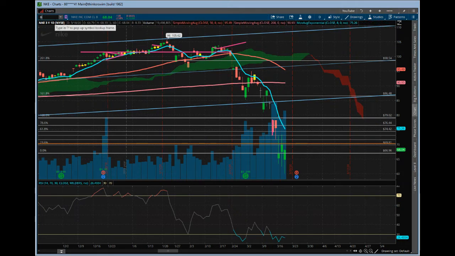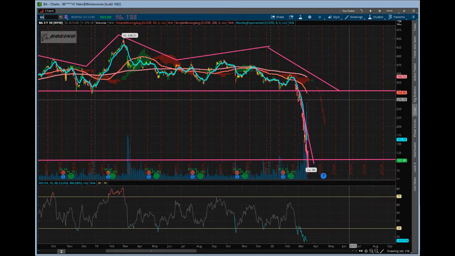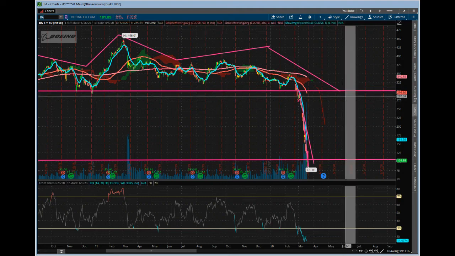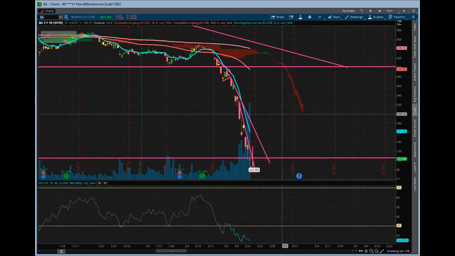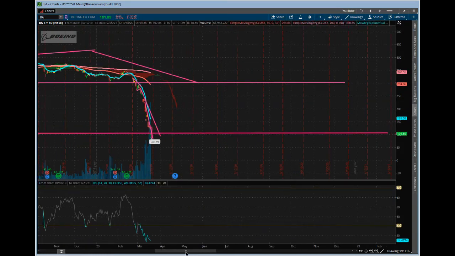So Boeing. Wow, Boeing, guys. I tweeted this out earlier, and I was just like, LOL. It's below 100 right now. It's 89. This thing could be a penny stock before you know. Honestly, this is pretty awful.